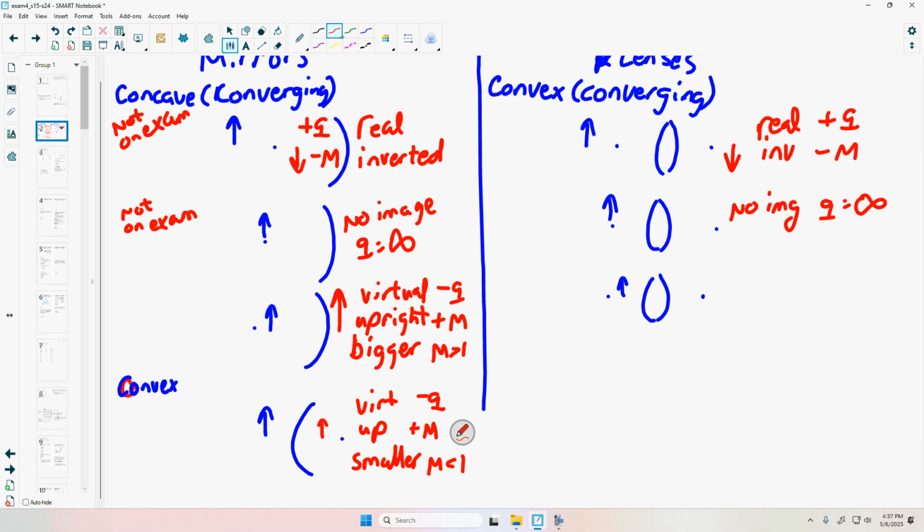And then here, just like before, it's going to be a bigger image, virtual, and upright. So M is bigger than 1, q is negative, and M is positive. Virtual images are always upright. That's the bet. Okay? And then for the last one, it's going to be a concave lens.